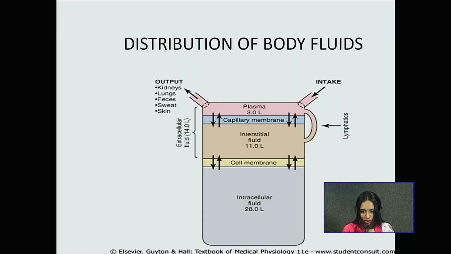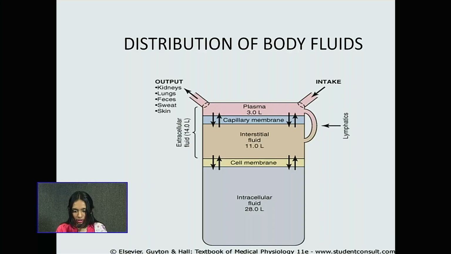Then this is the distribution of body fluids. It is seen that the upper space is the extracellular space and the lower one is the intracellular fluid. The upper one is extracellular fluid, which comprises the plasma and the interstitial fluid, and the lower one is intracellular fluid, being the maximum, which is 28 liters, and extracellular fluid is around 14 liters.